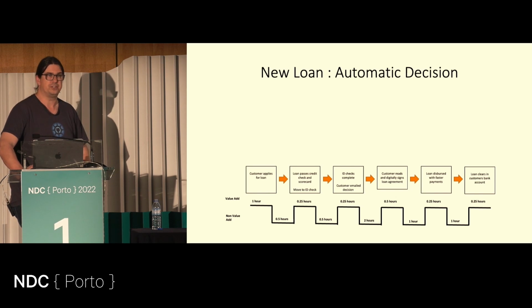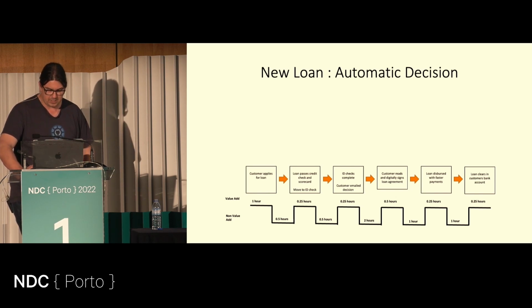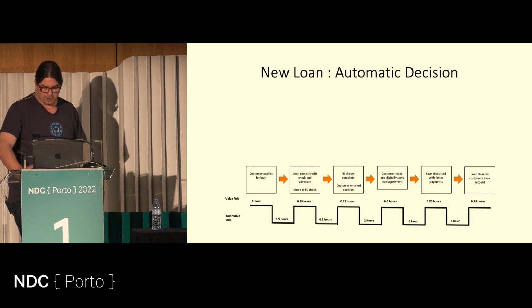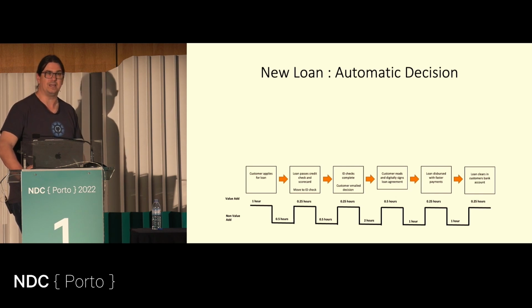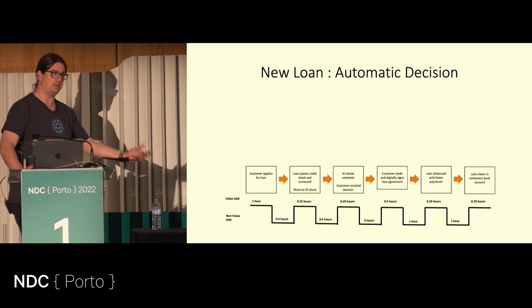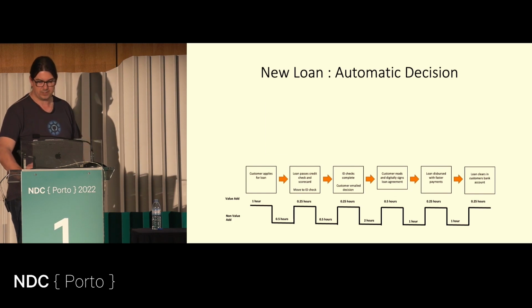Might take half an hour, because they might actually read the thing first. Pretty sure some people read these agreements. They agree, they sign it. That goes off into another queue. Then the loan dispersal happens, and then, an hour later, the money lands in their bank account. So already it feels like this is a much more efficient process.